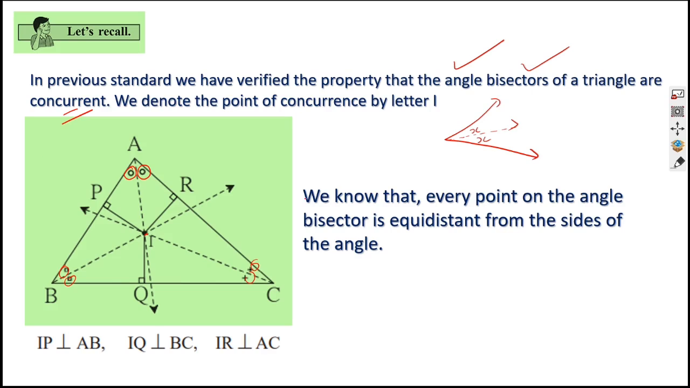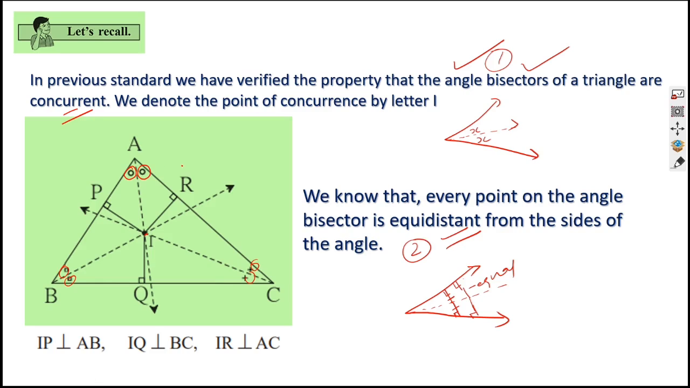Second thing you have to remember, which you have studied in 7th standard: whenever you make an angle bisector to an angle, and if you draw perpendiculars to the sides of the angle, this distance will be equal. At any point you draw a perpendicular to this side and a perpendicular to this side, these perpendiculars will be equidistant from the sides. So one thing you should remember is this, second thing is this.